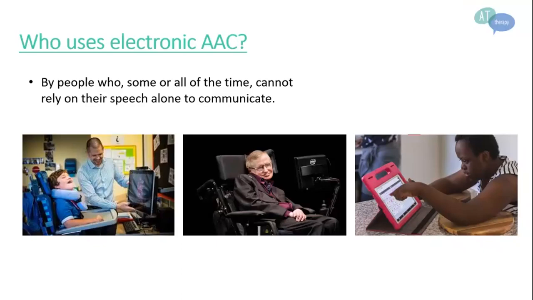So these pictures show a few different groups of people that we might have typically using electronic AAC. So we might have people with physical disabilities. So we've got a lot of clients at ATtherapy that have cerebral palsy, or they might have an acquired or birth injury, genetic syndromes, they might have had a stroke. We've also got people that have had a neurodegenerative condition. So the middle picture is of Stephen Hawking and his communication device there as well.